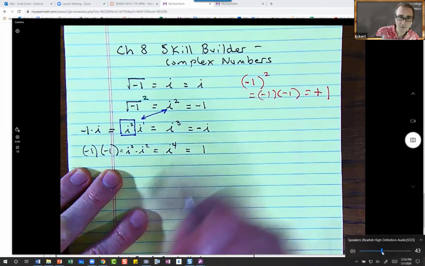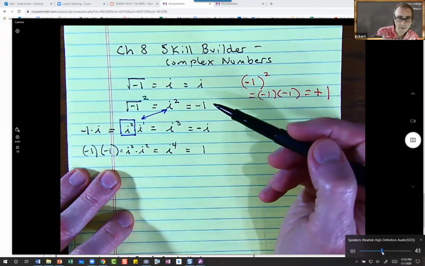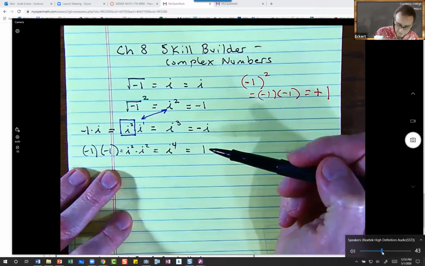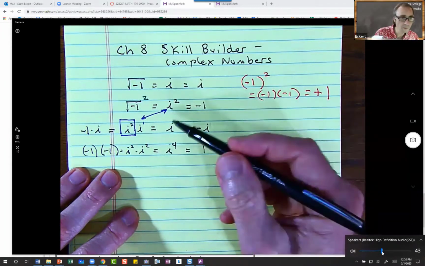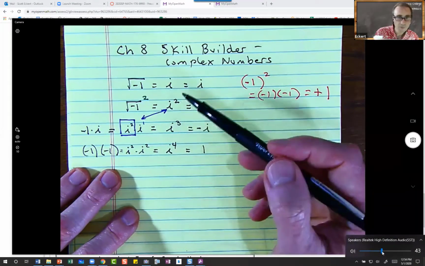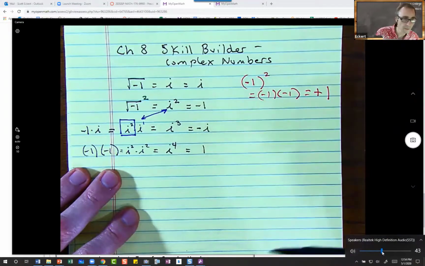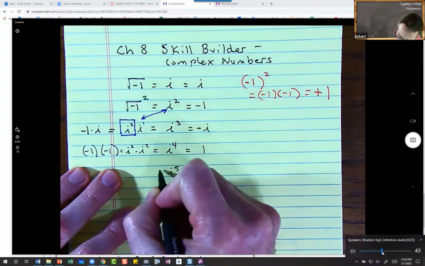Look at these answers here. The answer is i, -1, -i, +1. They're not getting bigger. When we normally multiply powers, first power, second power, third power, fourth power, in real numbers, it gets bigger and bigger and bigger. Now let's do i to the fifth power.